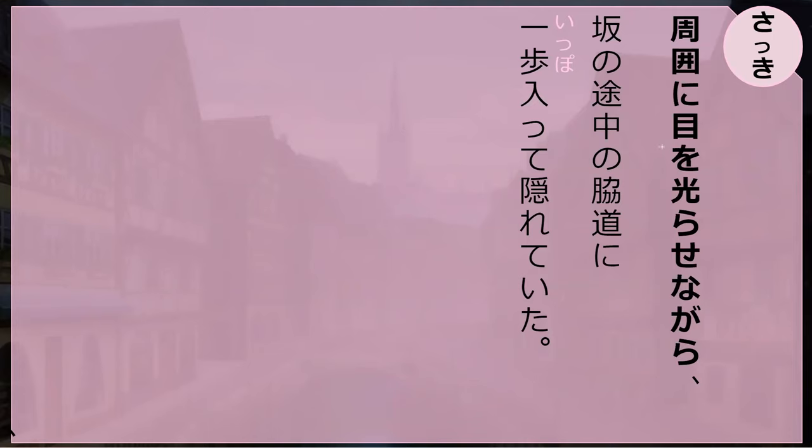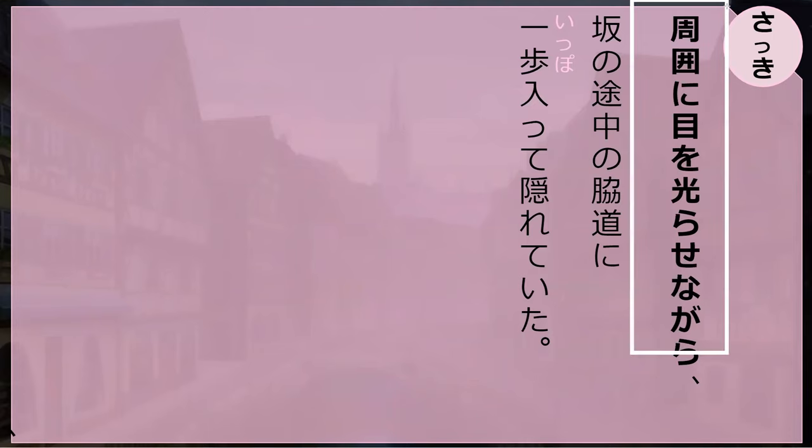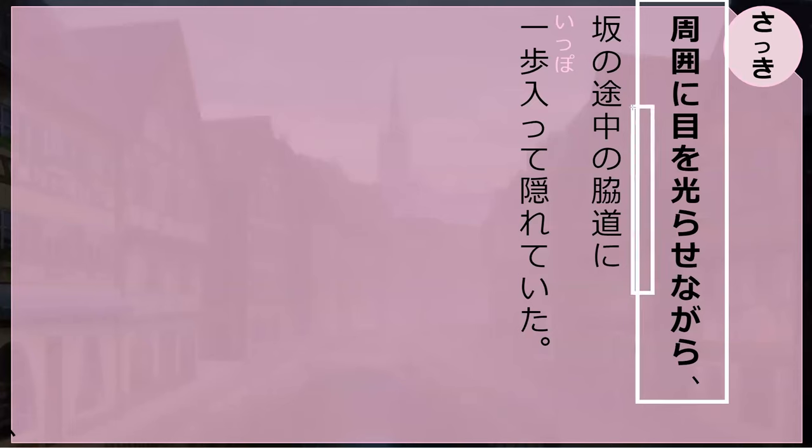So this is not a direct word to translate. This is a metaphor, right? But this is what the word normally means. You don't use this directly. It's like an idiom, I guess.